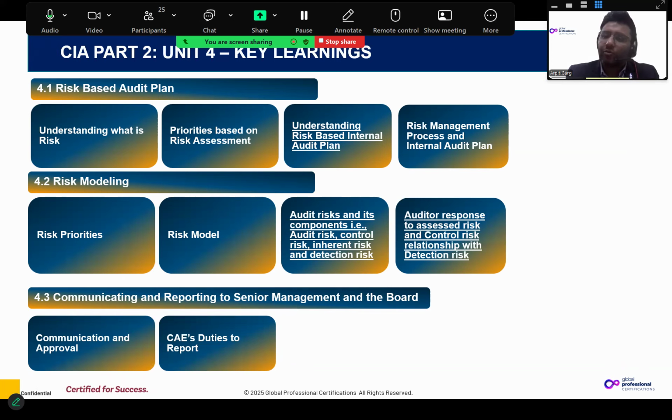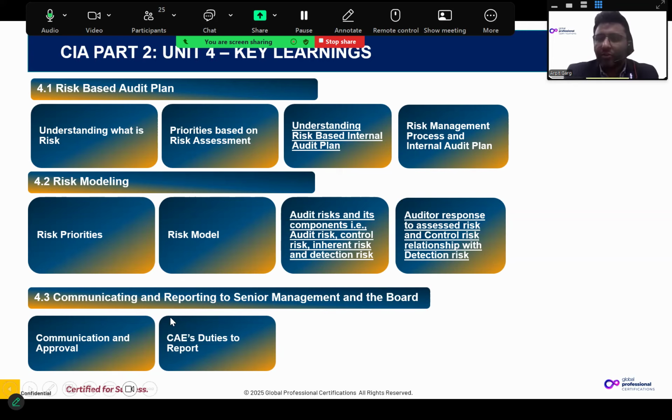And the CAE's duties to report also cover what Yashas has asked: what about if the risk accepted is beyond the risk appetite of the organization? In that case, the first thing that we'll do is report to the audit committee, report to the regulator, or first discuss with the senior management? What did we learn? We will first discuss with the senior management, right? So this is all that we're going to learn, people.